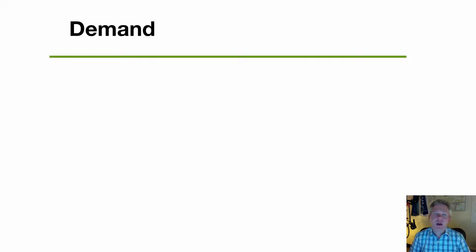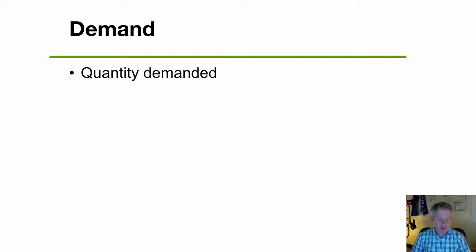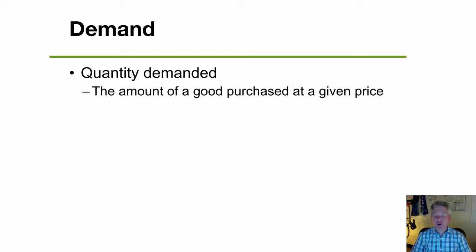So what is demand? Well, when we talk about demand, it's important to make a distinction between two things. One is demand itself, and one is quantity demanded. So the quantity demanded is the amount of good purchased at a given price. This is going to be key, at a given price. All right, that's the quantity demanded.